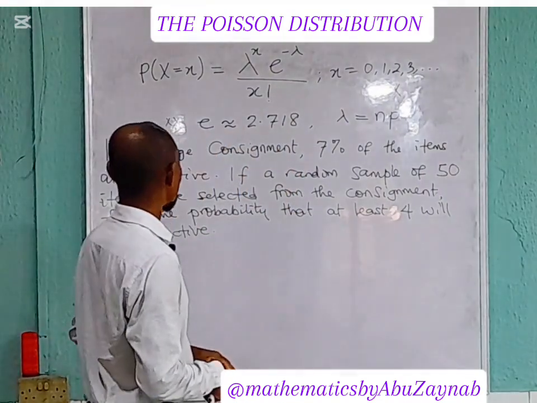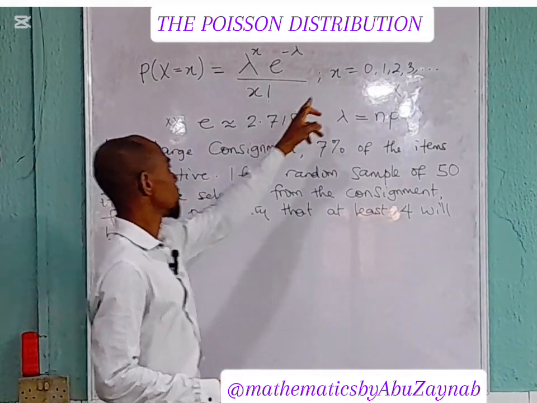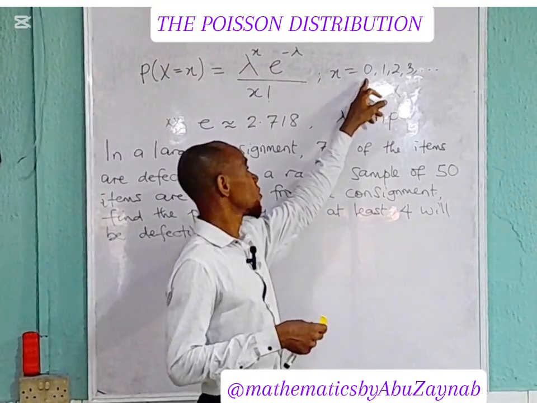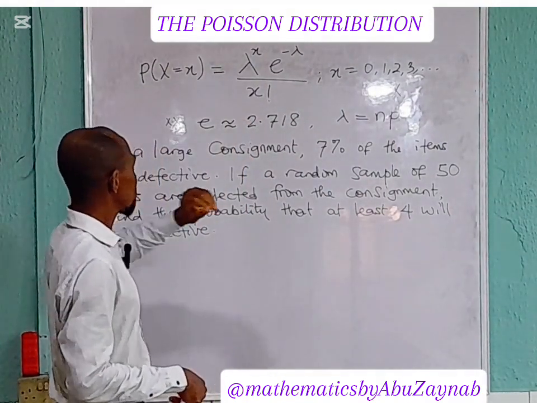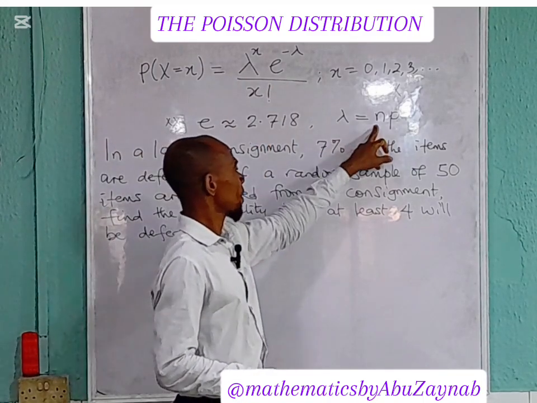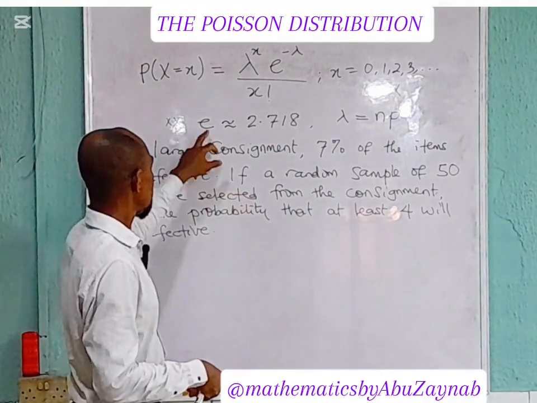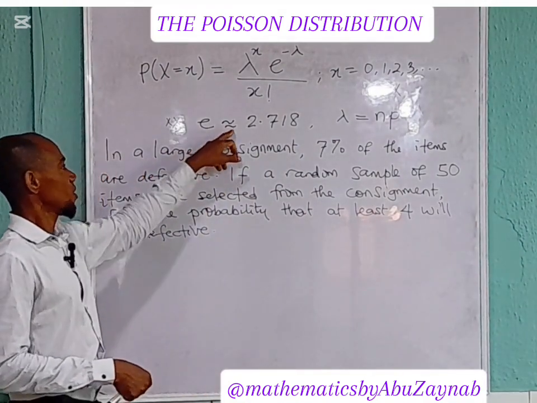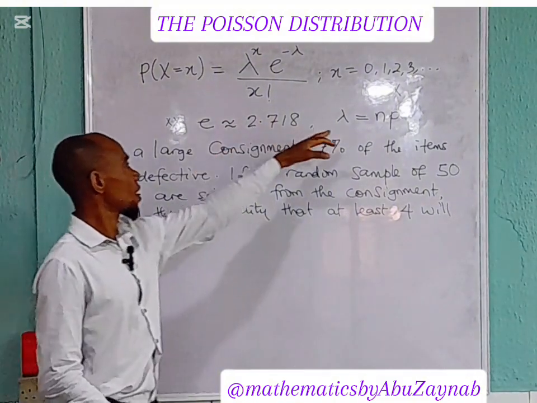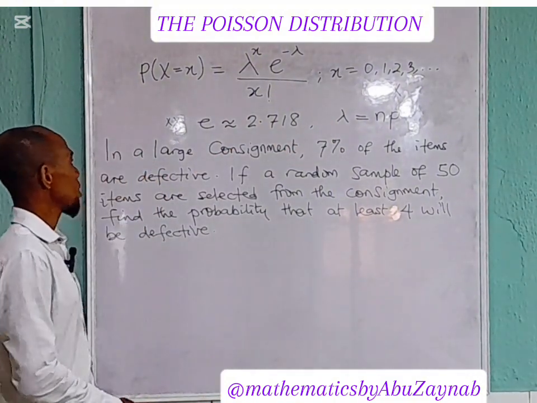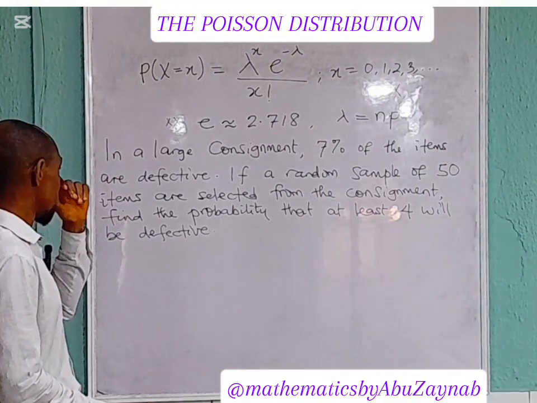Then we need to know what these parameters are. X is known directly as the values of respective occurrences from 0 and so on. The lambda is given as the product of n and p, which should be in the question anyway. And e, Euler's constant, is approximately 2.718. These two are the parameters we need for a Poisson distribution. So let's look at a classic example.